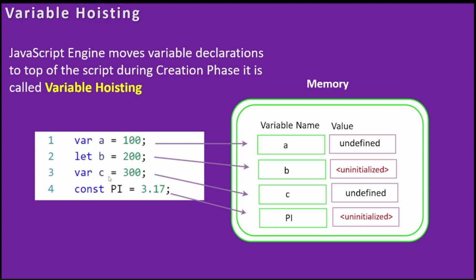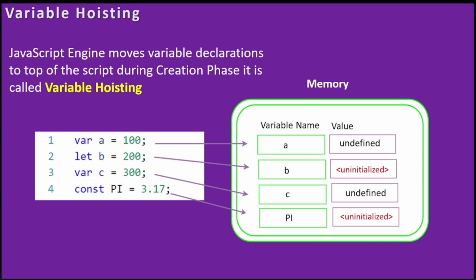And for c, here var c we have created, and c is a var. That means it is initialized with undefined. For the constant also, it is uninitialized. This is pi, and these all are references. These are not stored values. These are just references in the memory. This is how the JavaScript engine assigns a value during the creation phase. With let and const, if you declare, the JavaScript engine doesn't do anything. It will just leave it as it is.